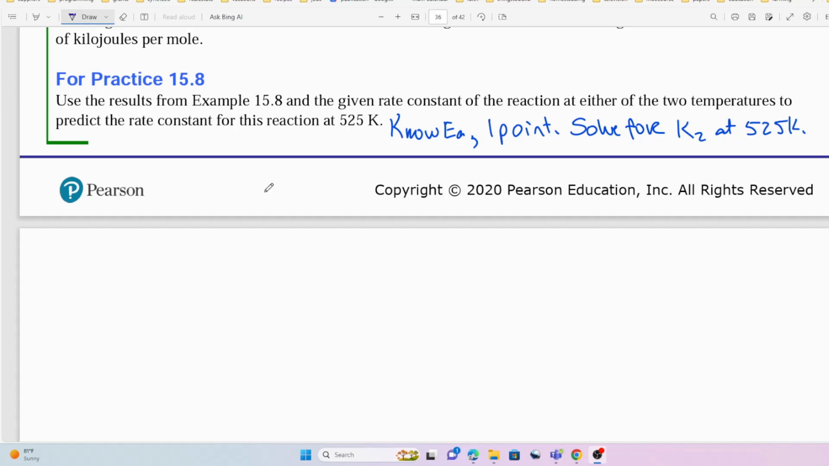For practice 15.8 says, use the results from example 15.8 and the given rate constant of the reaction at either of the two temperatures to predict the rate constant for this reaction at 525 Kelvin. So we found the activation energy. We know one point; we need to solve for K2 at 525 Kelvin.